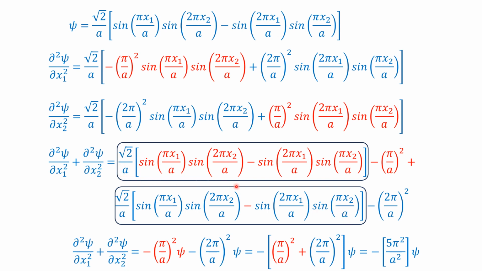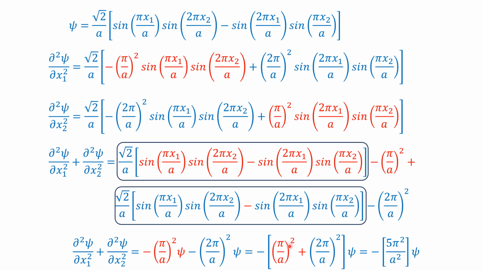See, I have taken this into two rectangular parts. Here, first rectangular box, you compare this wave function and this one. So exactly this is nothing but the total wave function. So if you add these two, second order derivative of x1, x2, you will get this rectangular box is psi. So minus pi by a whole square psi. The second one is also psi. Of course, you have multiplicative factor minus 2 pi by a whole square. So I am taking a minus outside.